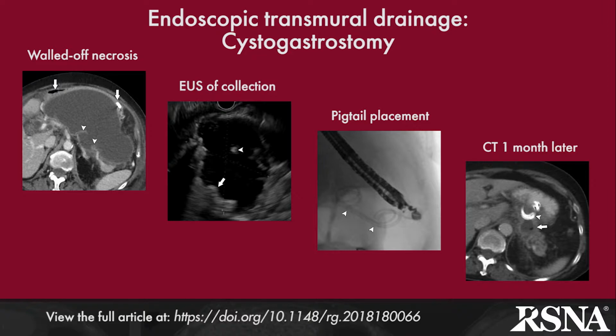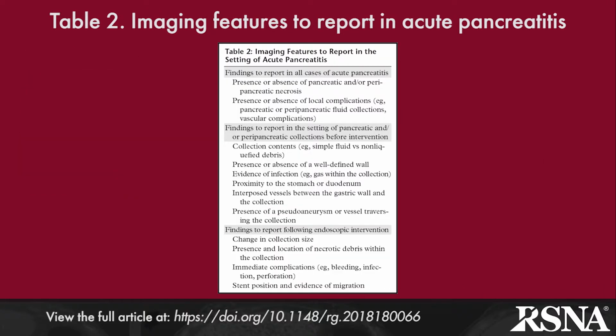Radiologists need to accurately describe fluid collection size, location, characteristics, and the presence of intervening vessels to help the endoscopist plan for the procedure and determine the type of stent to be used for successful drainage. Table 2 in the paper lists those imaging features in acute pancreatitis that are important for the radiologist to include in his or her radiology report. Similarly, endoscopic transmural necrosectomy using a step-up approach is illustrated.